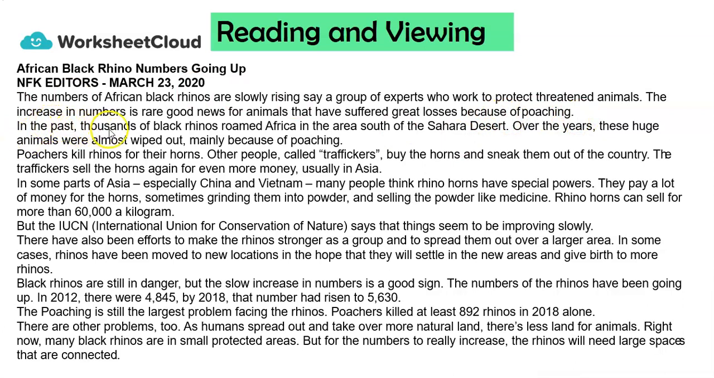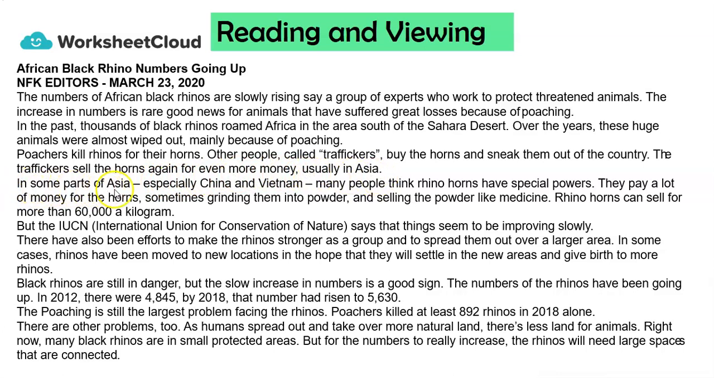In the past, thousands of black rhinos roamed Africa in the area south of the Sahara Desert. Over the years, these huge animals were almost wiped out, mainly because of poaching. Poachers kill rhinos for their horns. Other people, called traffickers, buy the horns and sneak them out of the country. The traffickers sell the horns again for even more money, usually in Asia.